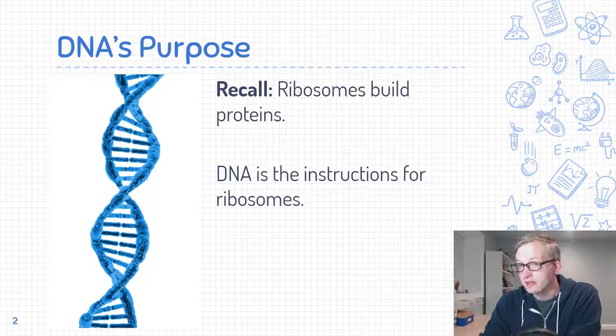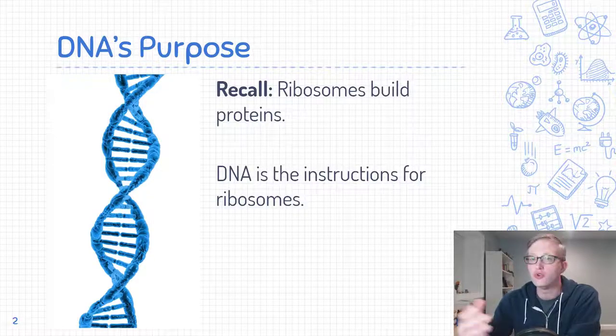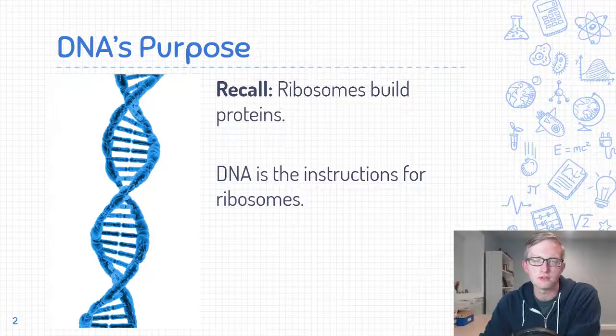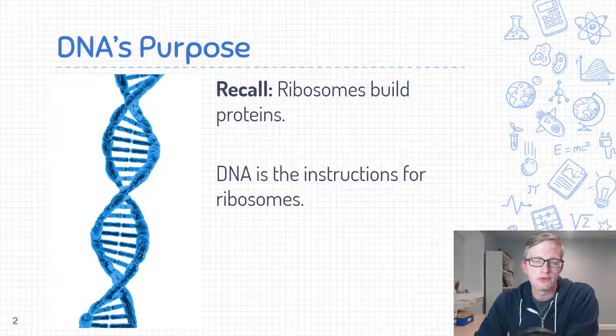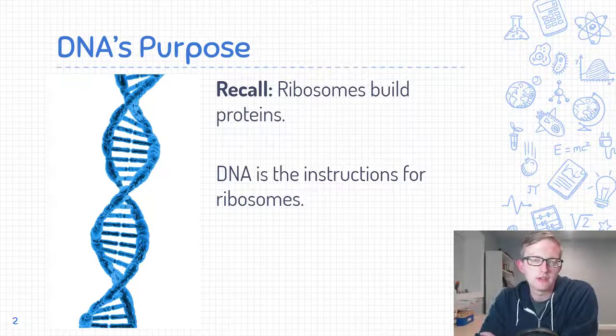Those proteins then do everything inside of the cell. So the DNA itself isn't actually involved directly in all of these processes, but rather the DNA makes the proteins, or the DNA is the instructions for those proteins, and then those proteins actually do the job. So it's the ribosome that builds the proteins, and it's the DNA that contains all the instructions for those ribosomes.